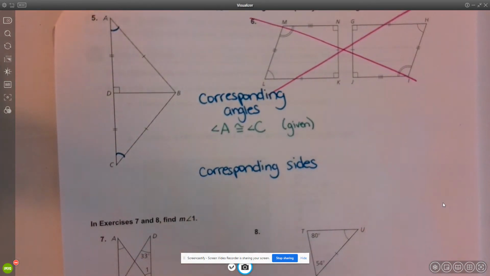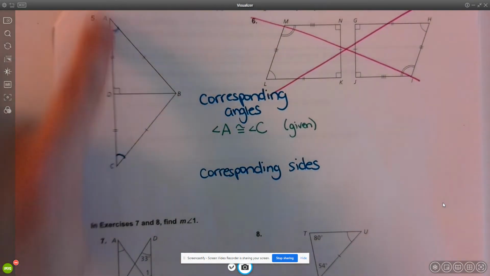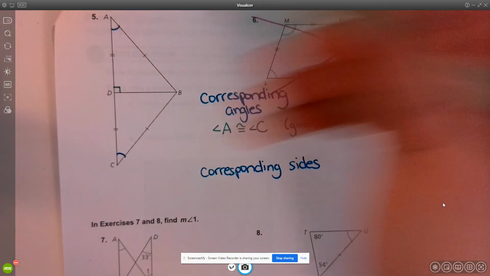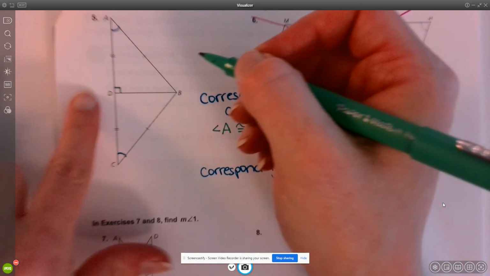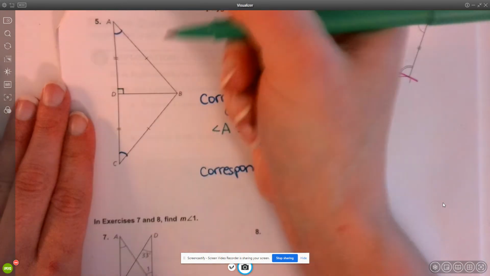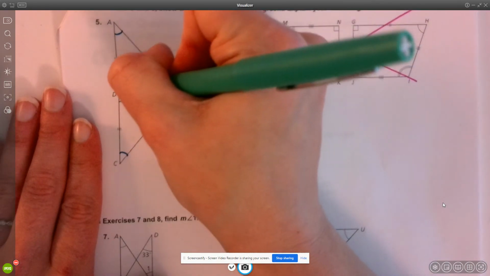All right, let's see. I know that this angle here, angle ADB, is 90 degrees. Well, I can see that it makes a straight angle or a straight line with angle CDB, which tells me that if they make a straight line, they have to add up to 180. So if this is a 90-degree angle, so is this one.